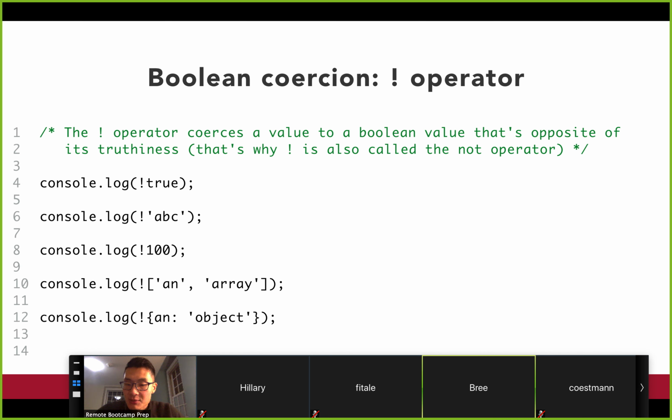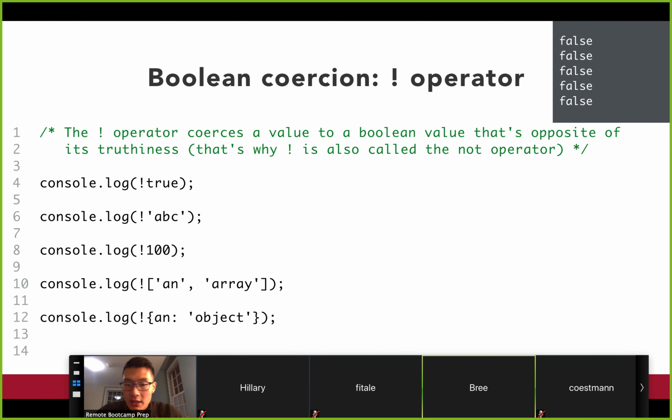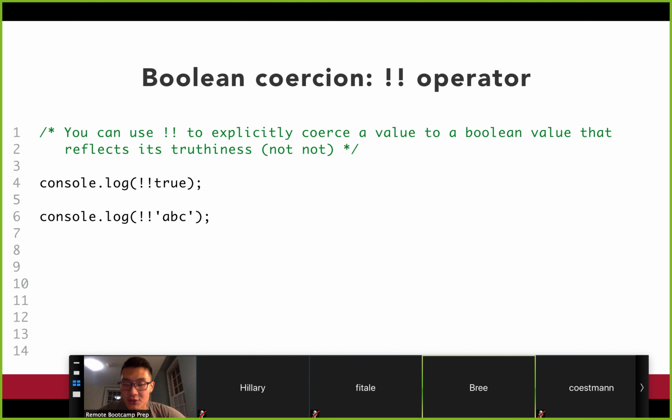And then arrays and objects are inherently truthy, so the opposite of that is going to give you a falsy. And so the exclamation mark before any value is just going to give you the opposite Boolean value of that value. The opposite of any truthy value is going to be false, and the opposite of any falsy value is going to be true.